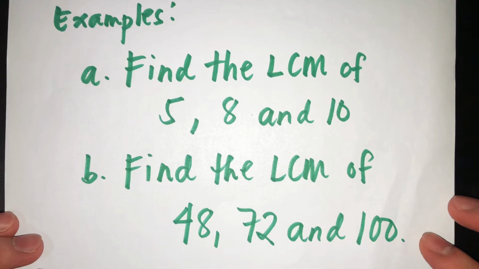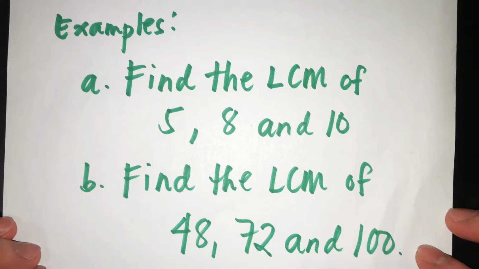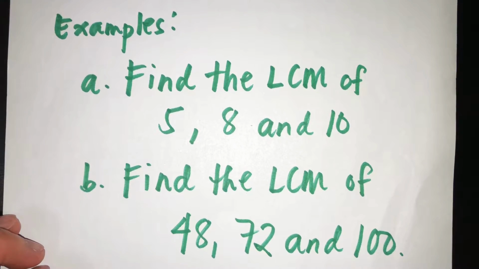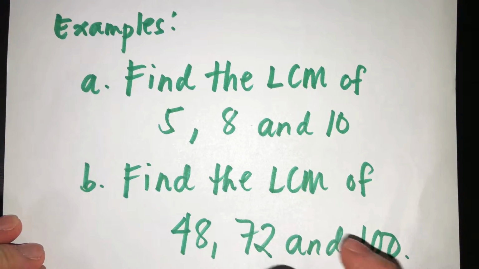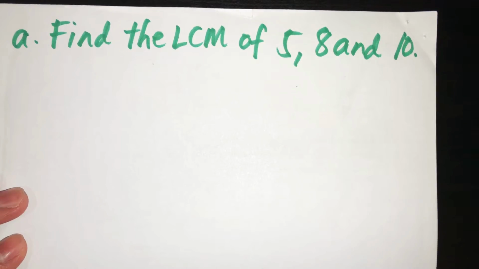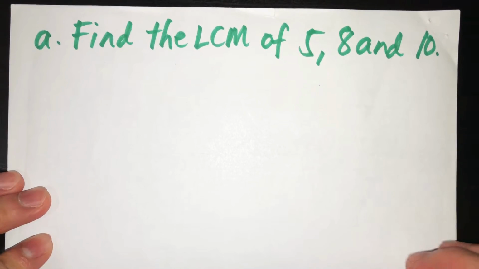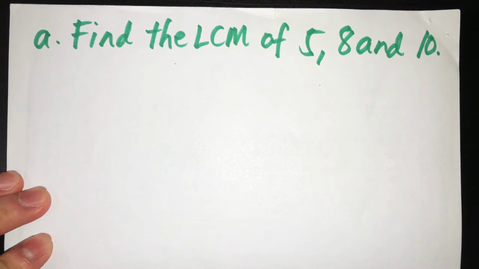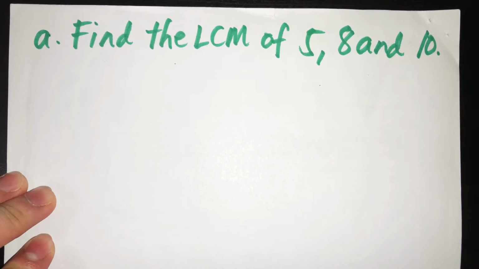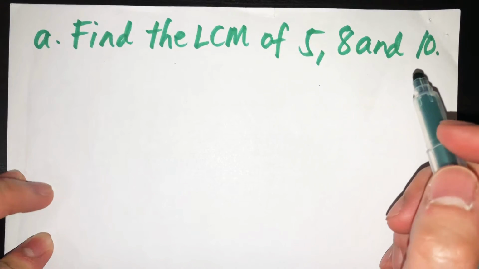So the first one is find the LCM of 5, 8, and 10. And for letter B, find the LCM of 48, 72, and 100. Okay, so let's start first with our first problem. So we have find the LCM of 5, 8, and 10. Okay, now if we try to do the skip counting method, it's easy because these are just small numbers.